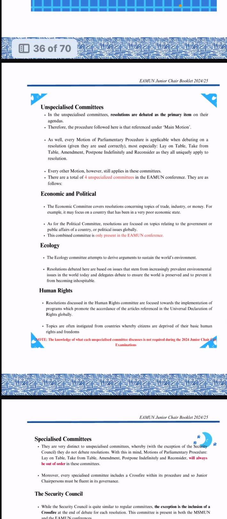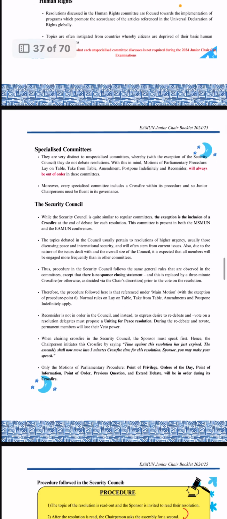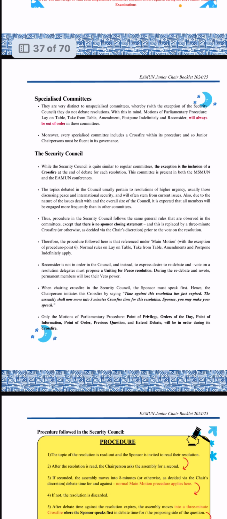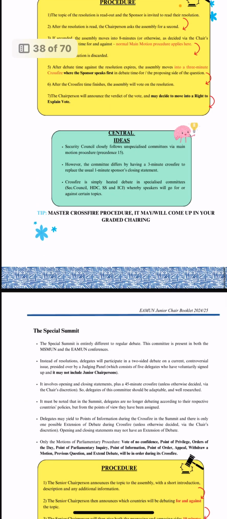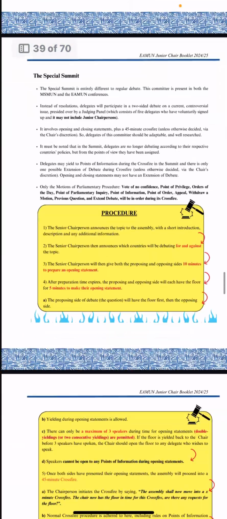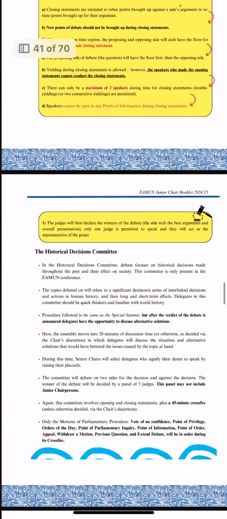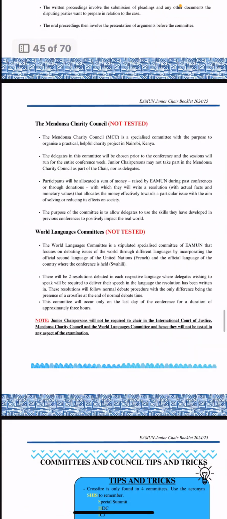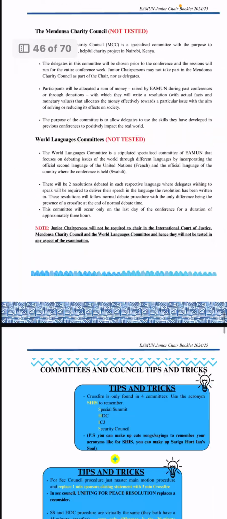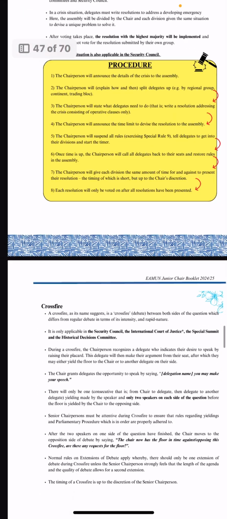Unspecialized committees, meaning they're not specialized. They are the normal committees that we know. Econ and political, 2 different committees. Ecology, human rights, that's 4 committees. Specialized committees: the first S is for Security Council because it has almost the same procedure as main motion, apart from the 3-minute crossfire instead of the sponsor's closing statement. Sorry if I'm speaking too fast, I'm just trying to go very quickly. And then the other S, Special Summit, then it goes alphabetical order, A, B, C, D, E, F, G, H, then I, then M is lower on the alphabet, then W is almost at the end of the alphabet. That is all stuff you know.